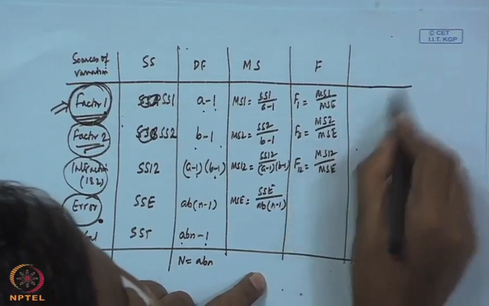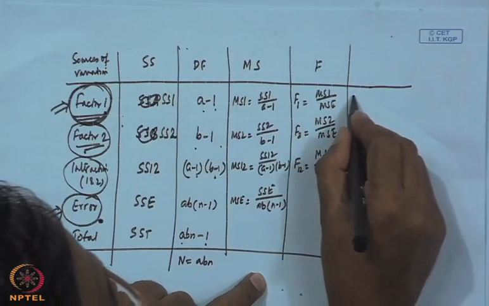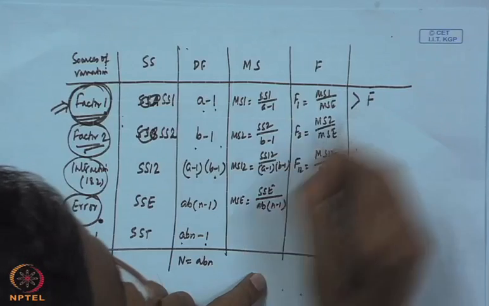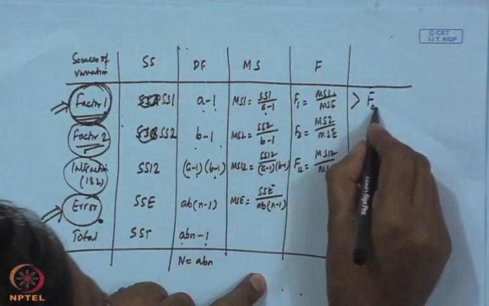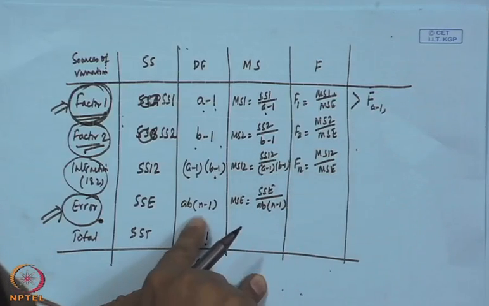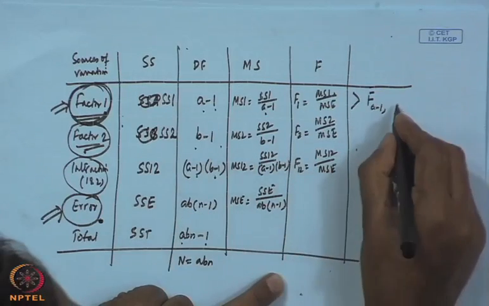Okay. Now, what will be the degrees of freedom for this case? If this one is greater than, what is our numerator degrees of freedom? A minus 1, and denominator degrees of freedom is AB into n minus 1.